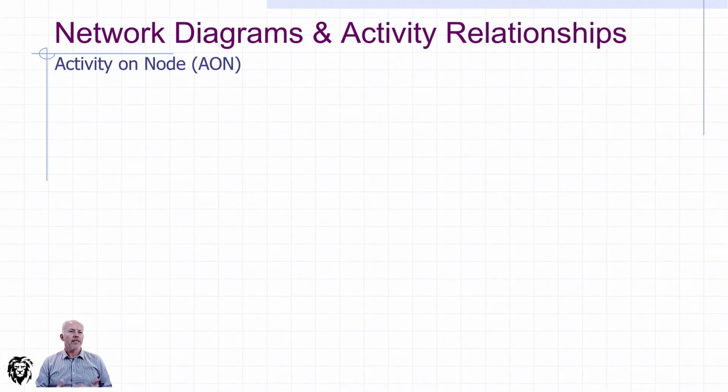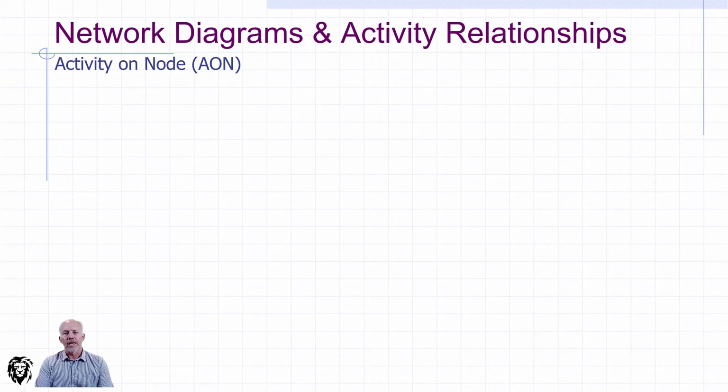So the activity on node basically creates a node for each of the work packages or each of the activities, and then we connect those work packages with their precedence using arrows, as compared to an activity on arrow where the arrow represents the activity. Like I say, I'm going to default to the activity on node, but wanted to note that there are other options when it comes to drawing network diagrams in case you come across them in your readings.